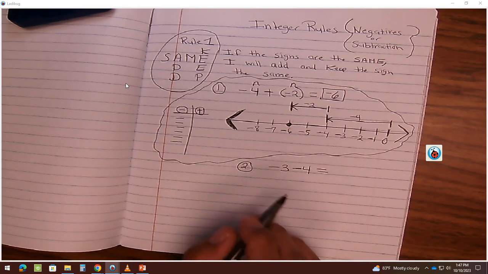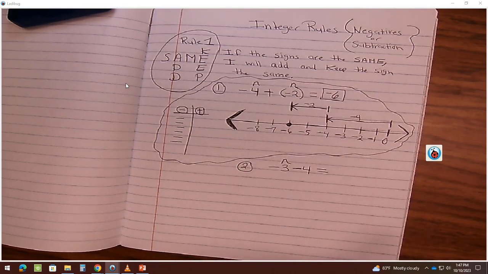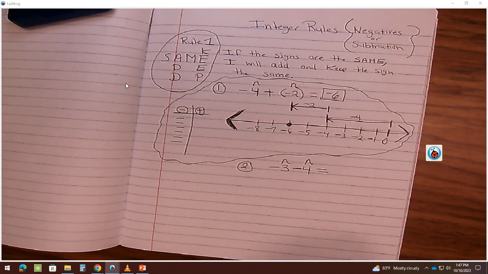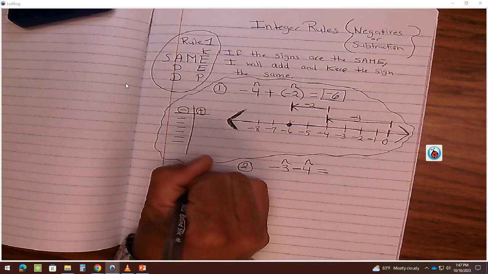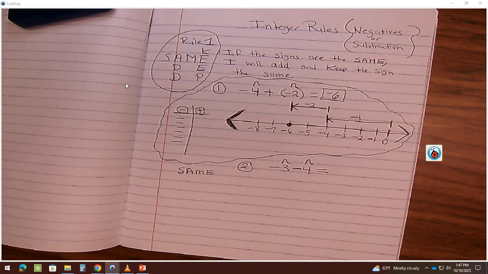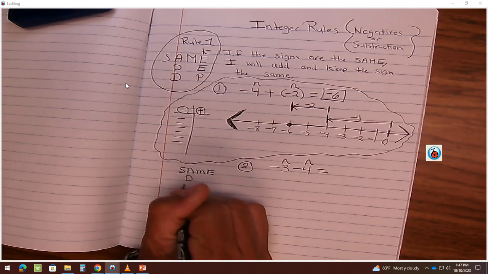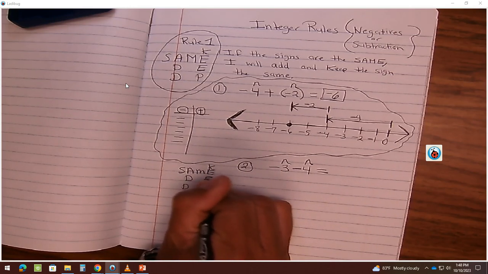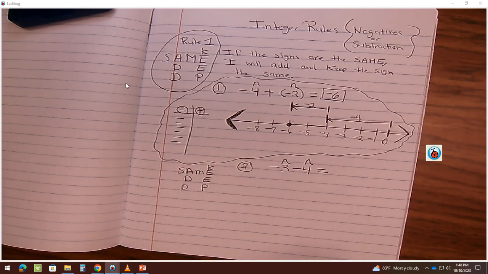Now let's get the facts. What's the 3 in this problem? Negative. And what's the 4? Also negative. So can I use the rule, the same rule? Of course we can. So let's write it down. And what does the A tell you to do? Add. And what does the E tell me to do? Keep the sign the same, right? To keep the sign the same.